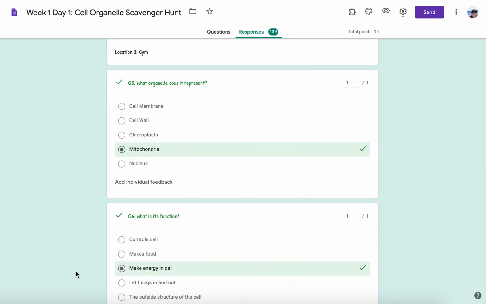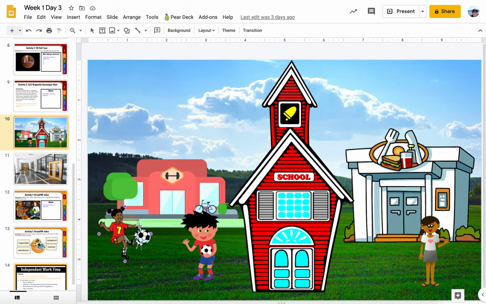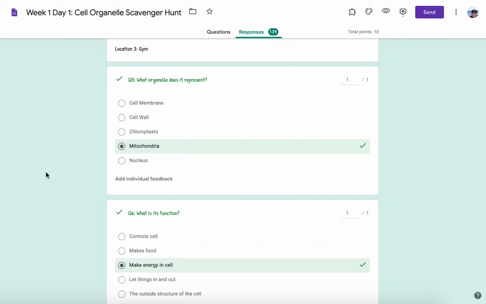Location 3, gym. Now, the gym is located right here on slide 7. And it represents mitochondria. Mitochondria is responsible for making energy in the cells.